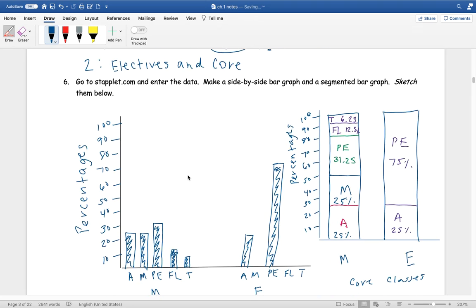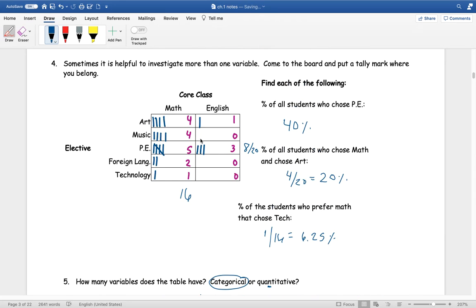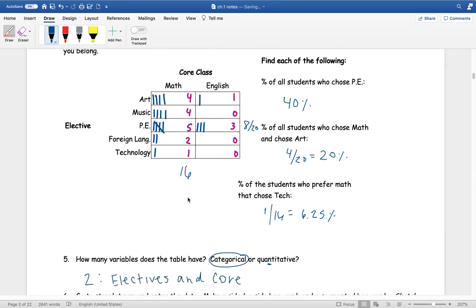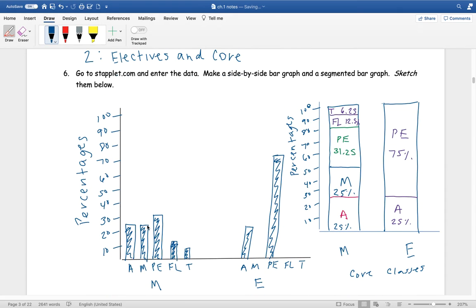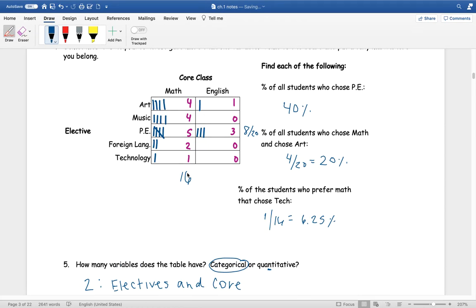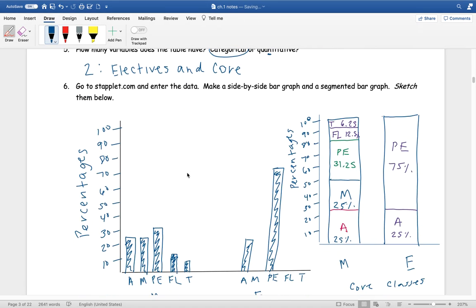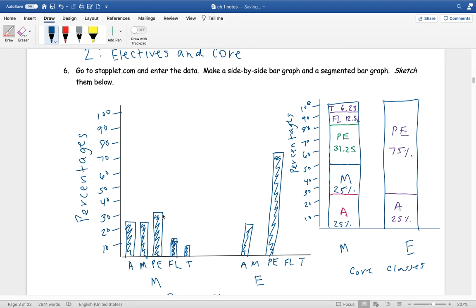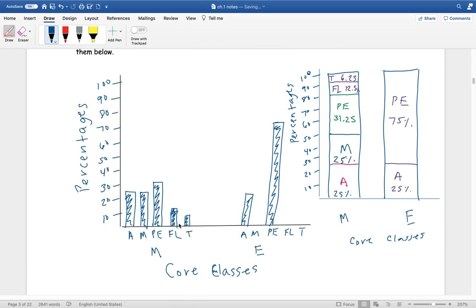Okay, and if I look down here, art has 25%. Okay, music. I have 4 out of 16, which is again 25%. If I look down here, I have music as 25%. PE has 5 out of 16. That turns out to be about 31.25. I have it written over here, 31.25%. So I estimated about where that would be. Foreign language is 12.5%, and then technology is 6.25%. So these are based off of math as a separate one from English, okay?